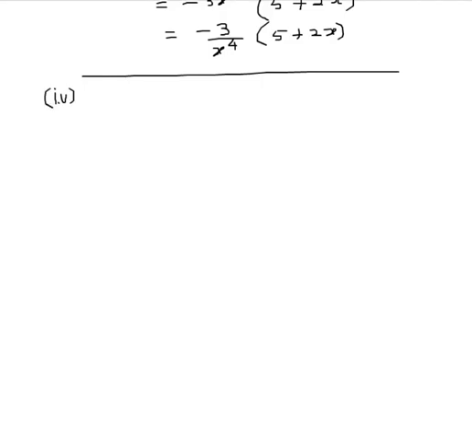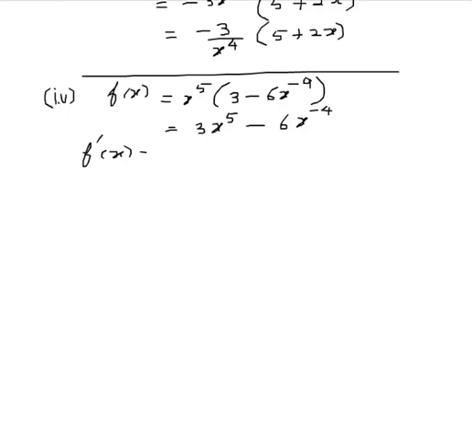Fourth subdivision, same type. f of x is x raised to 5 into (3 minus 6 x raised to minus 9). Let us open the brackets. You have only one term outside, so multiplication will be easier. 3x raised to 5 minus 6x raised to minus 4. 5 minus 9 is minus 4.